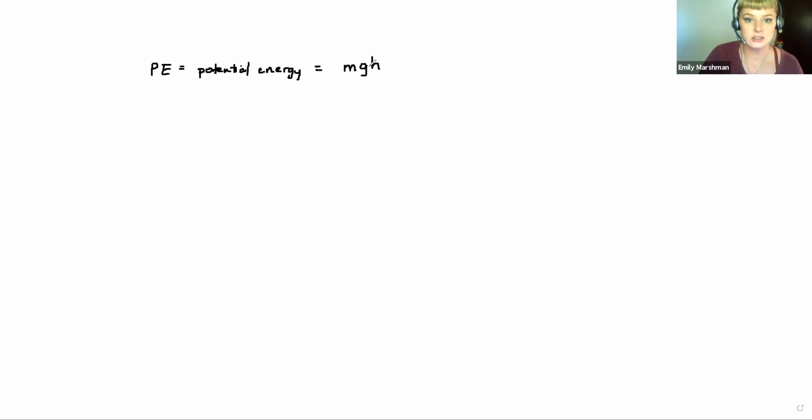The g here does not need to be made negative. G can be positive because in deriving this expression for potential energy, we've already taken into account that the force of gravity is going down. Okay. So whenever you plug in the numbers for this, you can leave G positive, 9.8.